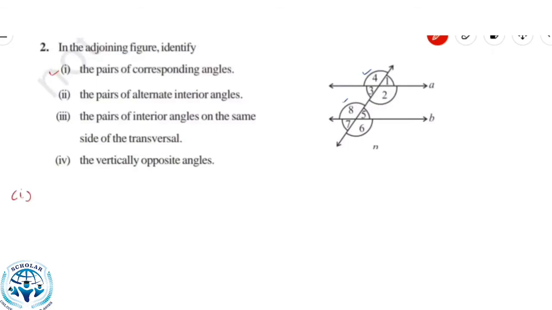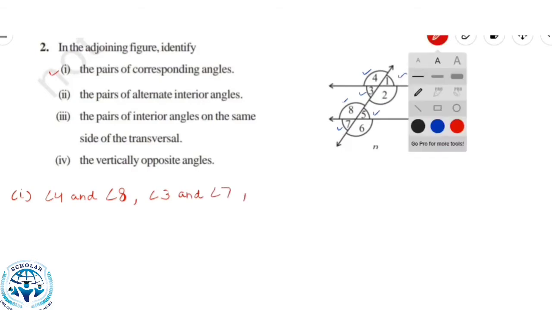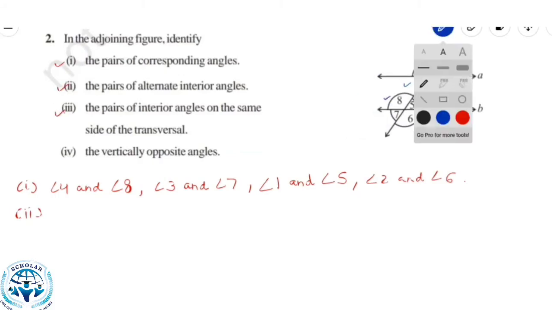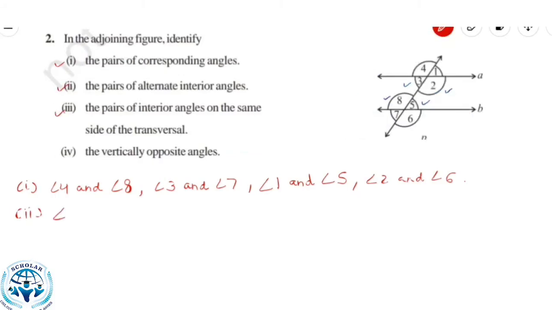Second question. In the adjoining figure, identify the pairs of corresponding angles. 4 and 8, 3 and 7, then 1 and 5, last pair is 2 and 6. These all are corresponding angles. Now the pair of alternate interior angles. Angle 3 and 5, angle 2 and angle 8.